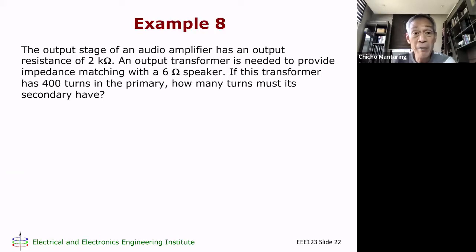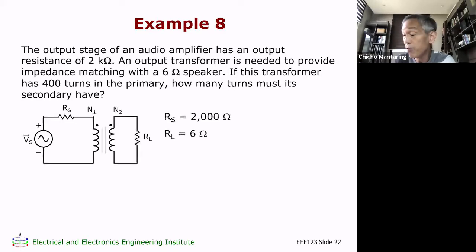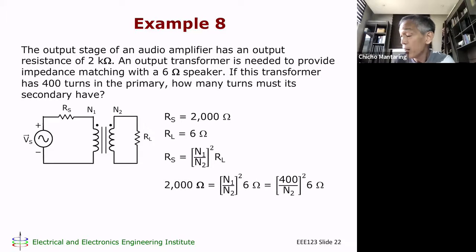I can apply a matching transformer. Now let's say the transformer has 400 turns in the primary. How many turns must its secondary have? So this is my load resistance. This is my source resistance or my Thevenin resistance. What I want is RL prime is equal to Rs. So RL prime is N1 over N2 squared multiplied by RL. I want that to be equal to 2000.